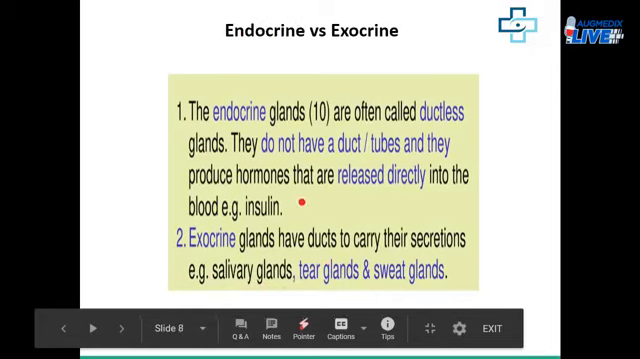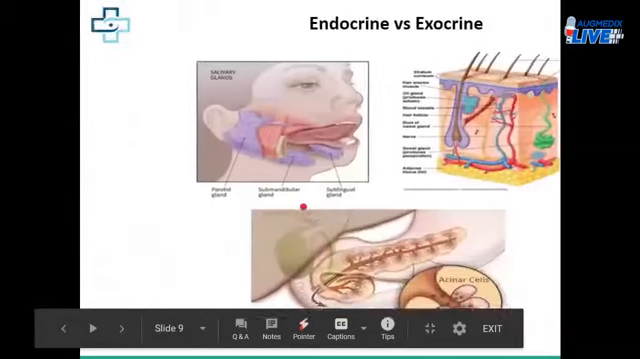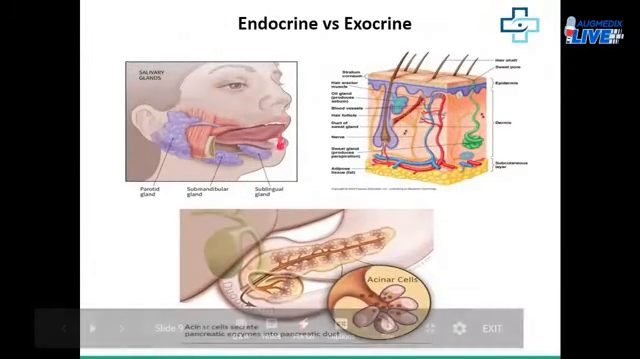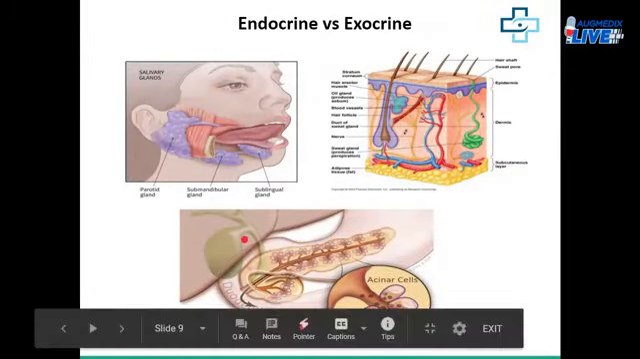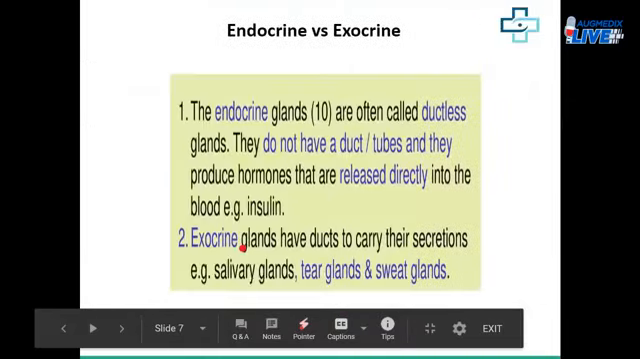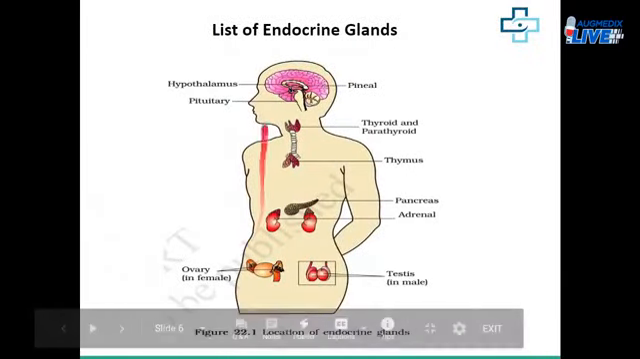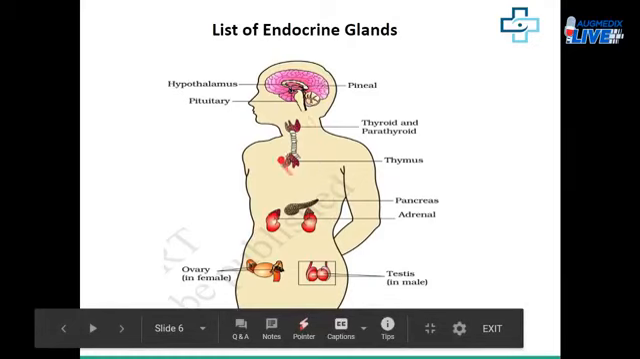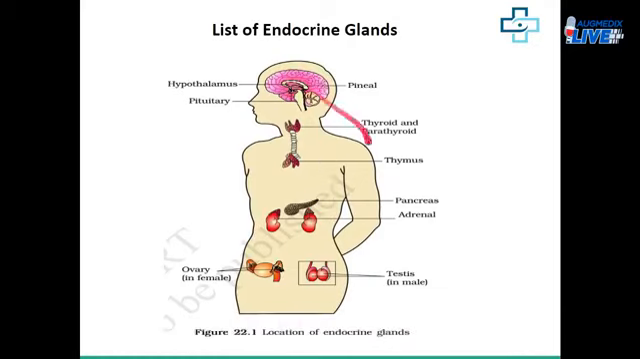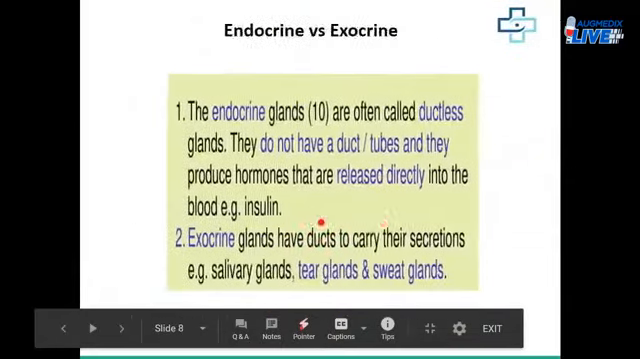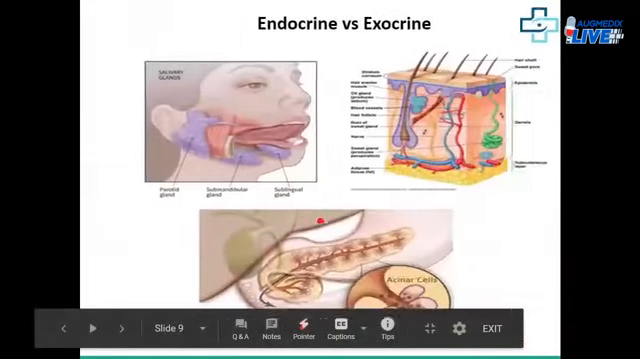Let's have a look at the images. These are some examples of exocrine gland. At first we saw the examples of endocrine gland. Here there are around 9 or 10, but for pre-AST we are going to focus on very few of them. And exocrine gland, as you can see in the images.